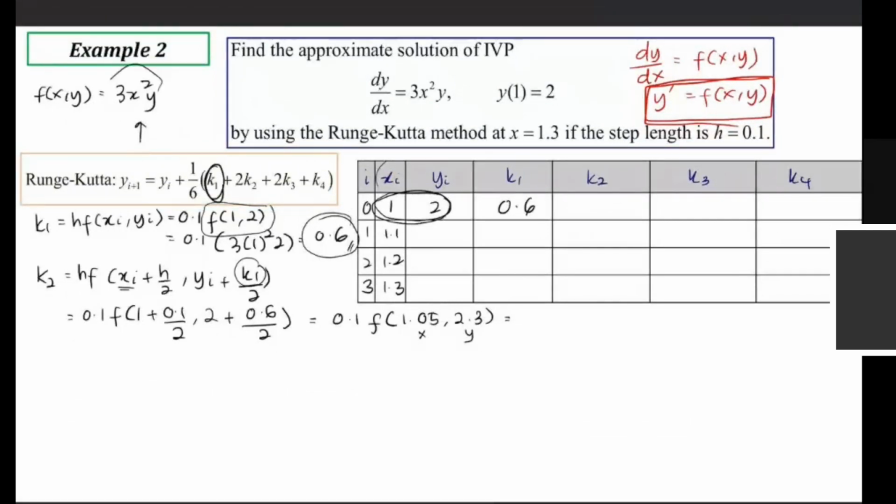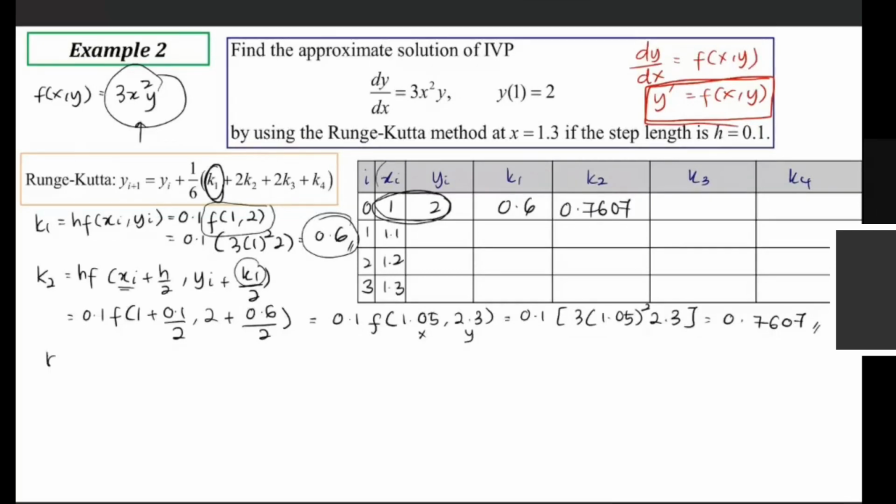And then substitute, this is x, y. Then substitute here in our f(x,y). So 0.1 multiply with 3, 1.05 squared, 2.3. Then you will get 0.7607.